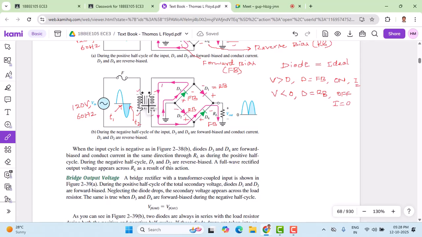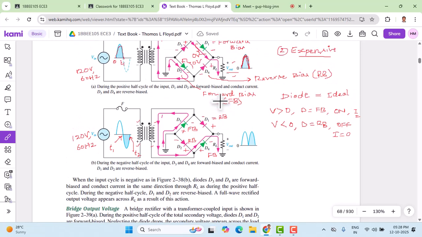When the negative half cycle is applied to the primary of the transformer, the same negative half cycle appears at the secondary of the transformer, and this voltage makes D3 and D4 forward biased and D1 and D2 reverse biased. Therefore the current starts from the ground through D3, then through the transformer, then through D4 to the RL. If you notice the direction of the current across RL, it is the same as before, flowing from top to bottom. Even during the negative half cycle, current flows from top to bottom.